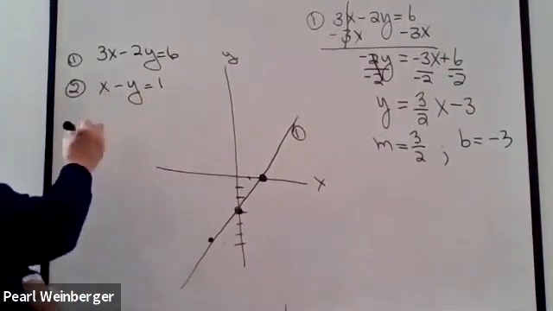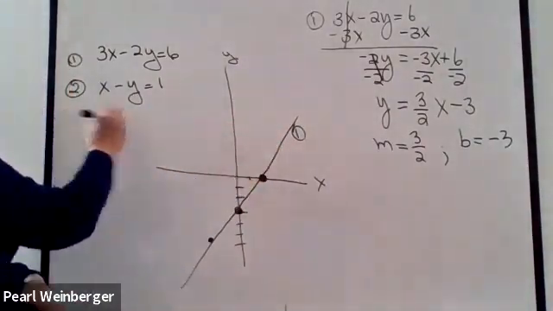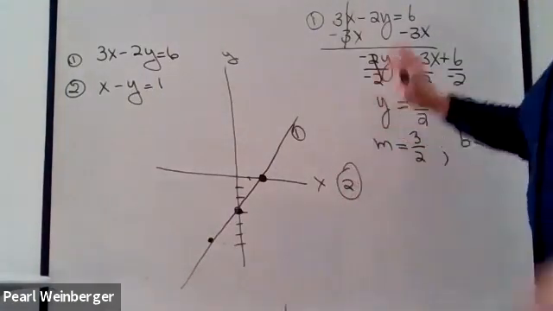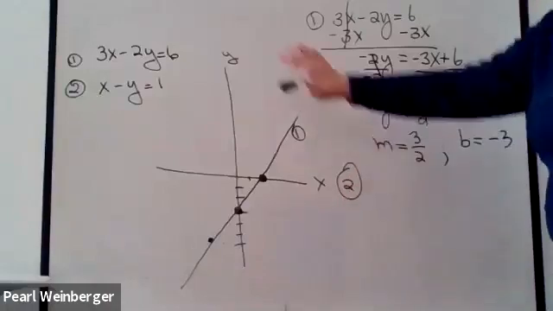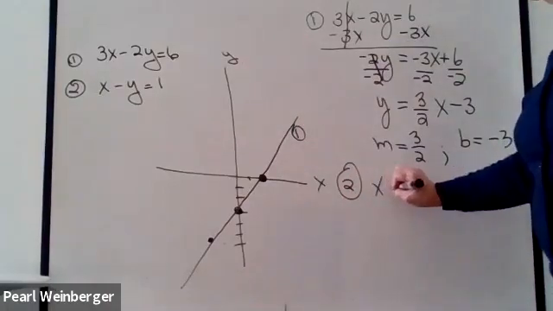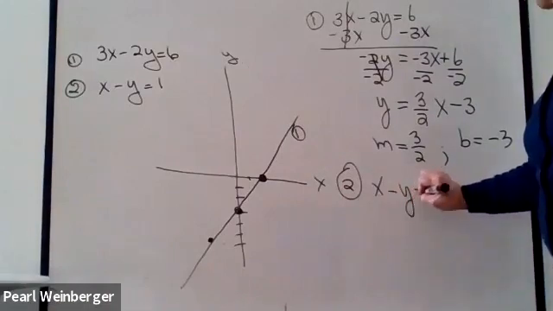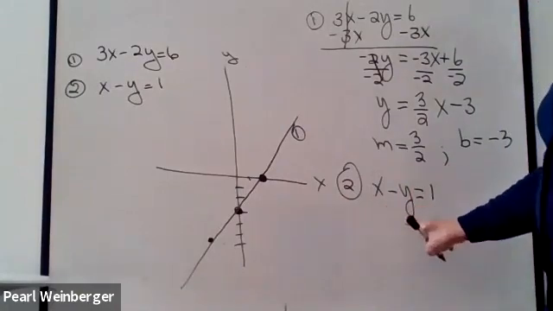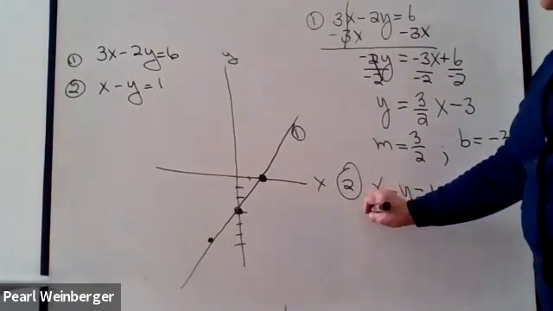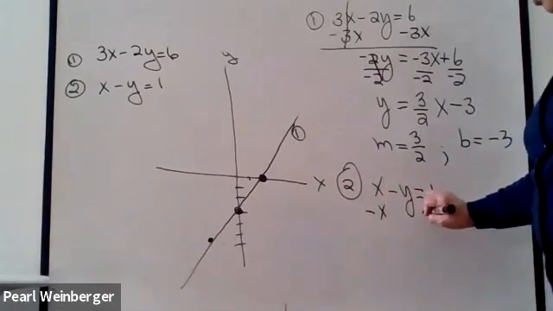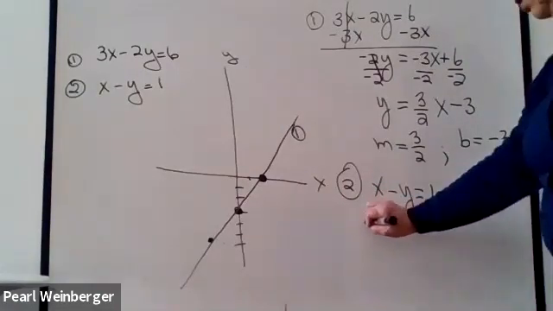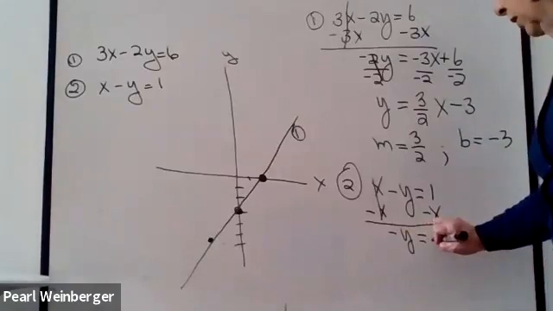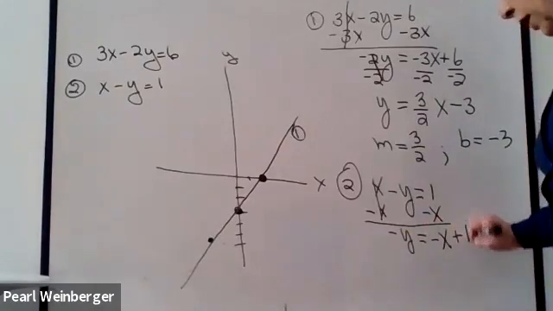We then go and take line 2. Here's line 2. I totally ignore what I did before. I go to equation number 2. And equation number 2 is x minus y equals 1, which tells me that if I want to put this in the y equals mx plus b form, I have to subtract my x from both sides, which will give me negative y equals negative x plus 1.